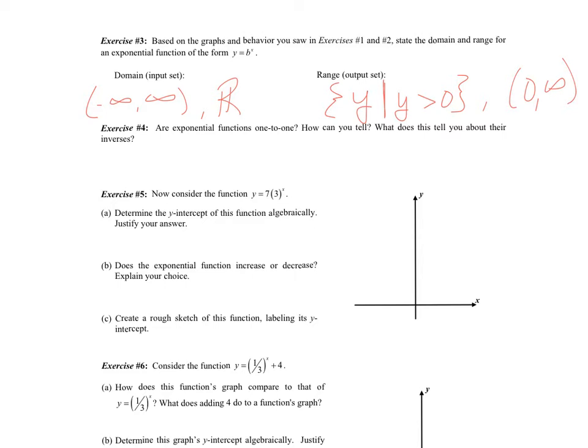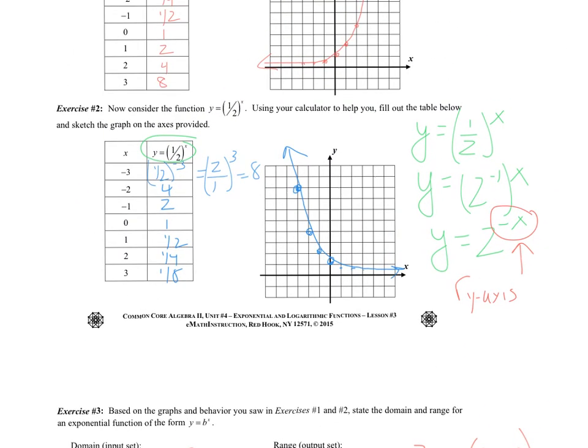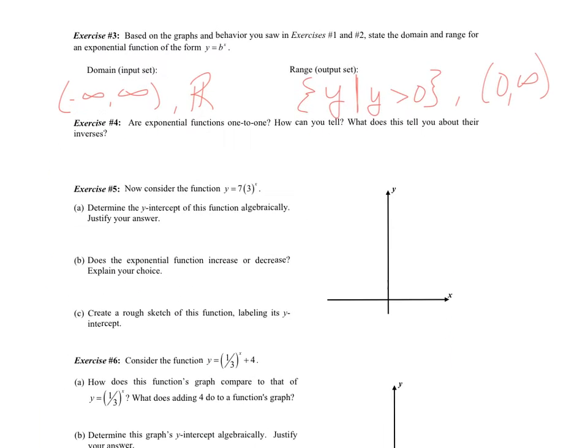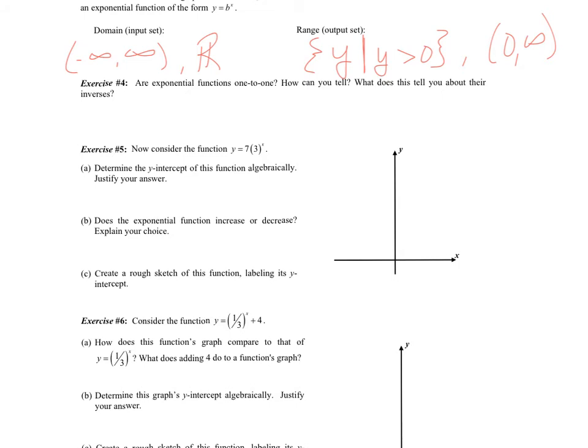Exercise 4, are exponential functions 1 to 1? How can we tell? Well, remember, 1 to 1 means that they not only pass the vertical line test, but they pass the horizontal line test too. And we can clearly see from this that it does pass the horizontal line test. So I'm going to write that in.